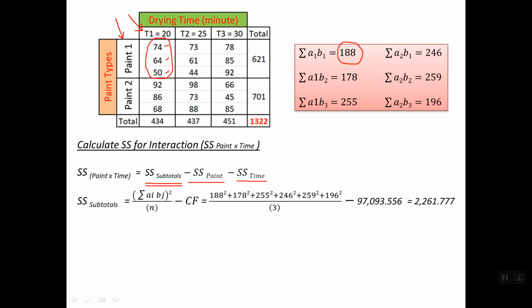The formula for the SS for the subtotal is the summation of the treatment group, which is A sub I times B sub J. You should square this value, divided by the number of observations for each of these groups, and notice that n is equal to 3. Then you should subtract the correction factor.